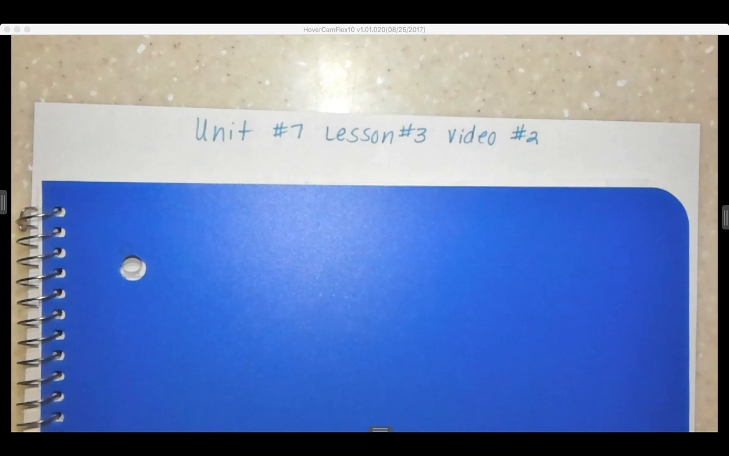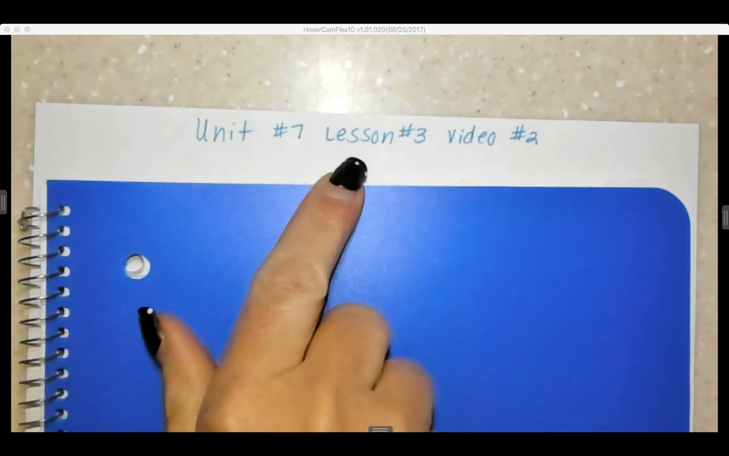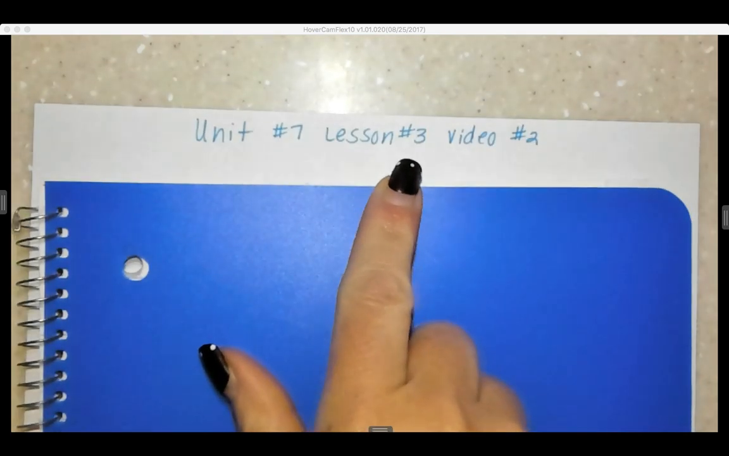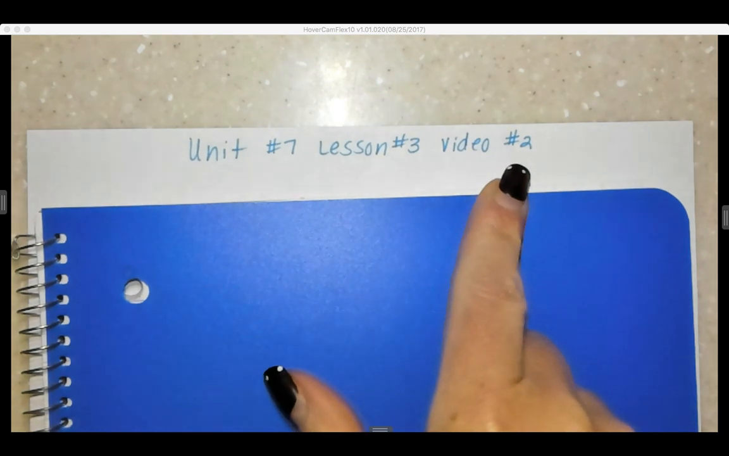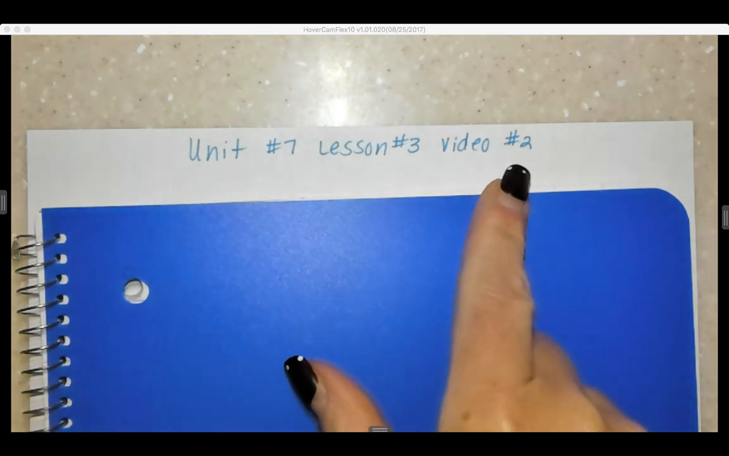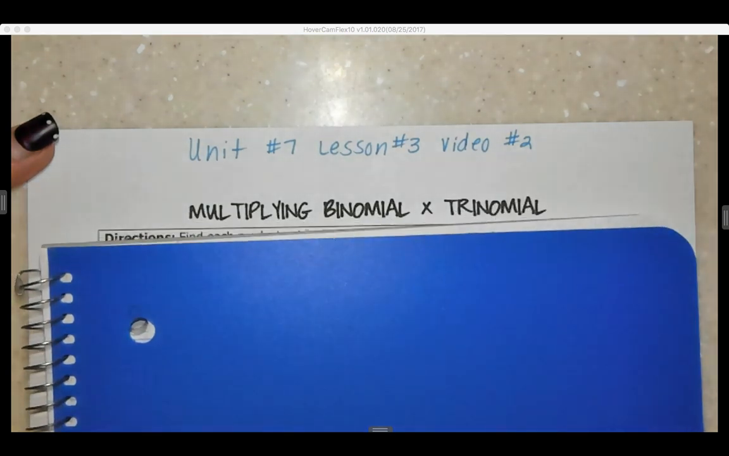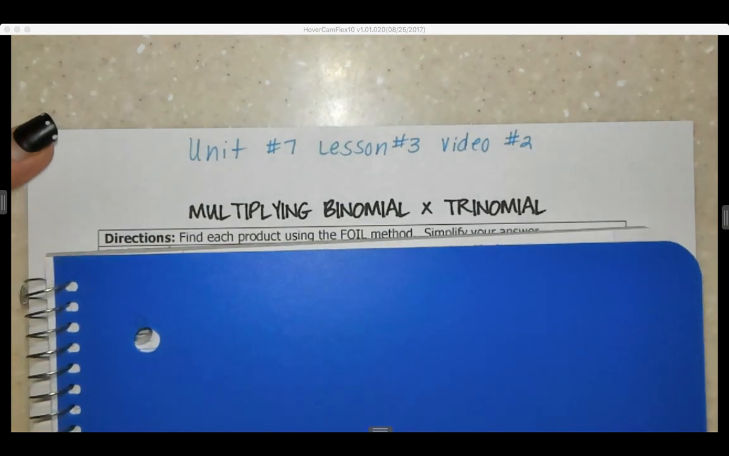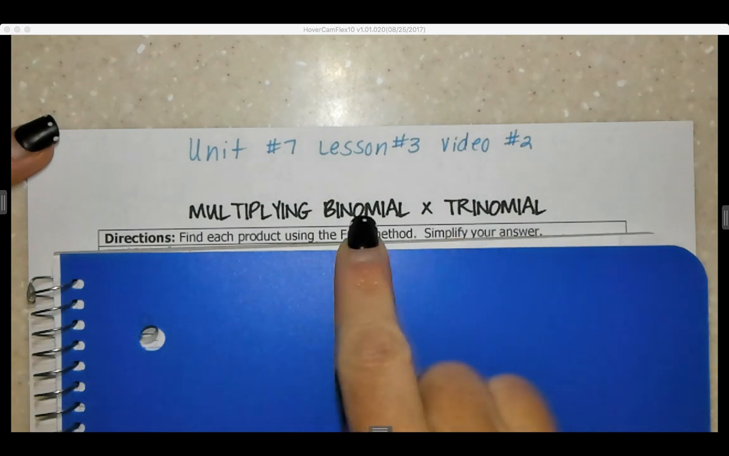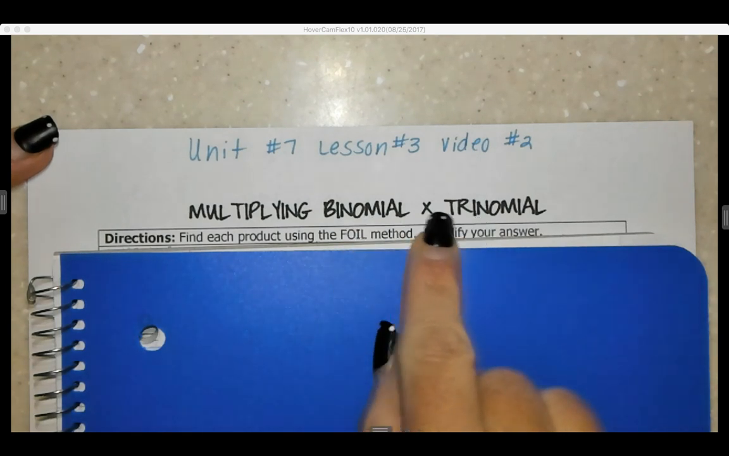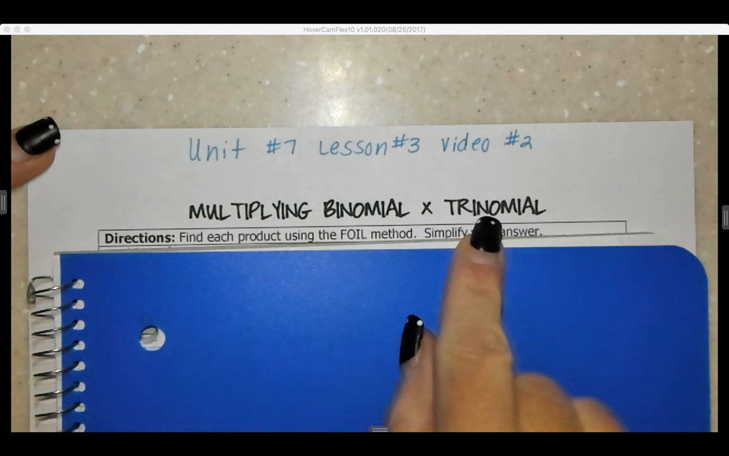Let's do this again. It is Unit 7, Lesson 3, the second video. I kind of warned you in the last video, where we were multiplying binomials, that this time we were going to be multiplying a binomial times a trinomial. In parentheses will be 2 terms, and in these parentheses there will be 3 terms.